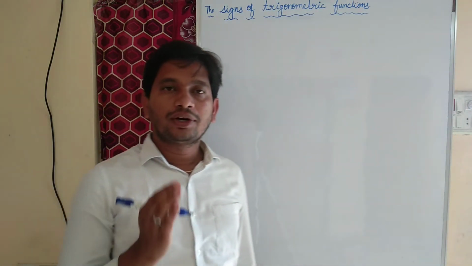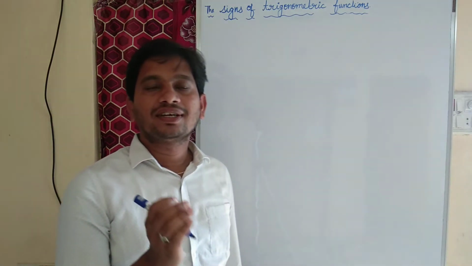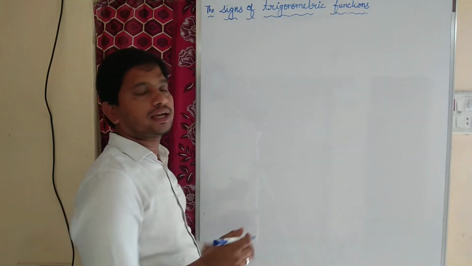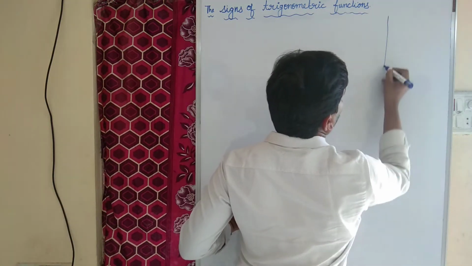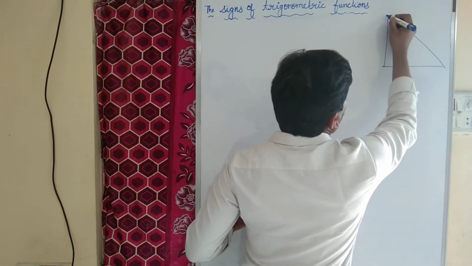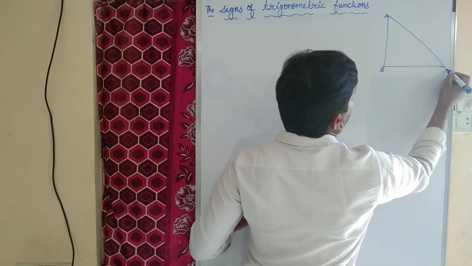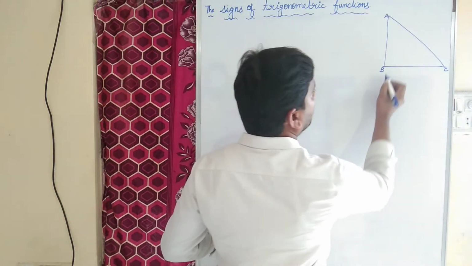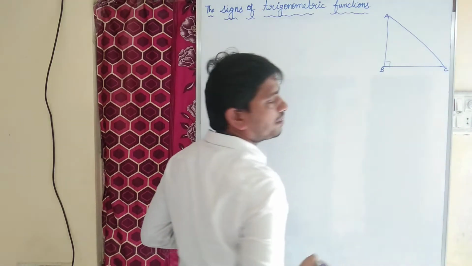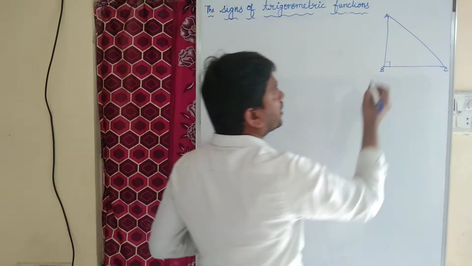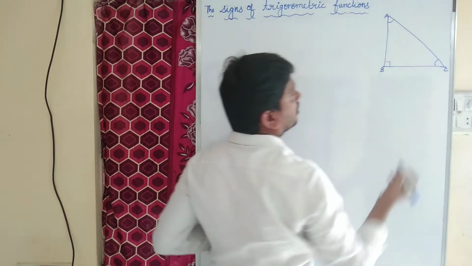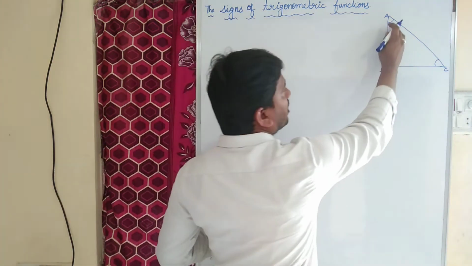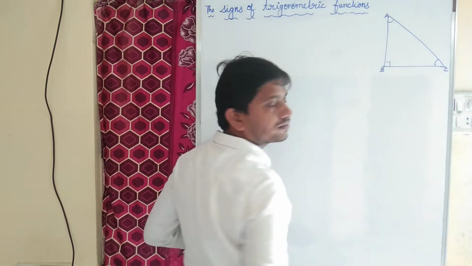As we know, trigonometry deals with the sides and angles of a triangle, especially a right angle triangle. What do you mean by a right angle triangle? A triangle in which one angle is 90 degrees. For example, in this triangle ABC, angle B is 90 degrees and the other two angles are acute angles, right? So here we have three angles: angle A, angle B and angle C.